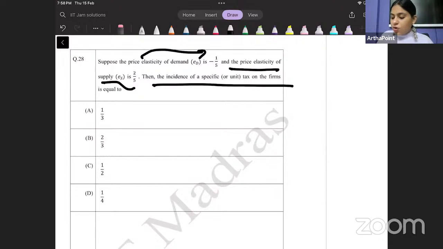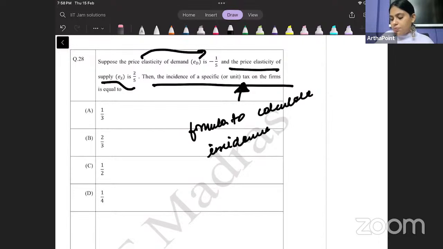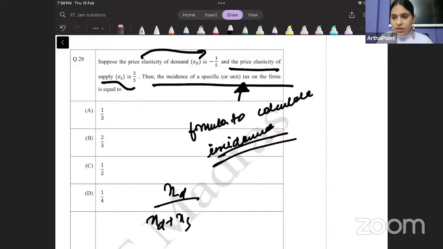Incidence of a specific tax on the firm is, again beta, we have done a formula to calculate the exact incidence, and this has been there in the mock paper also, in which we calculated incidence as elasticity of demand upon elasticity of demand plus supply, right. We have done different kinds of formulas for who bears how much tax and how to calculate it. So this is again a very doable question and I will mark this also as easy.